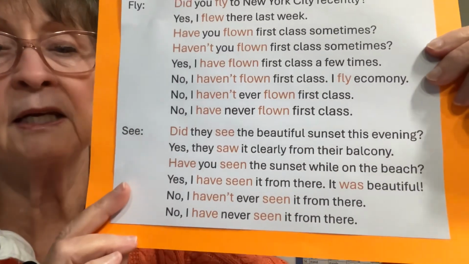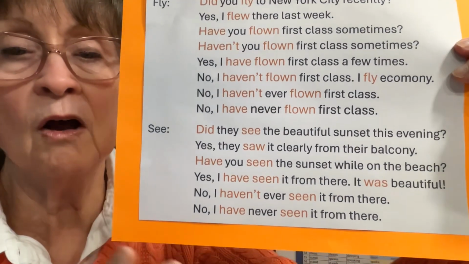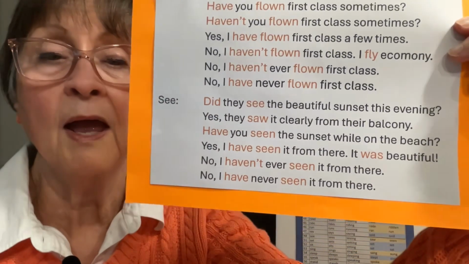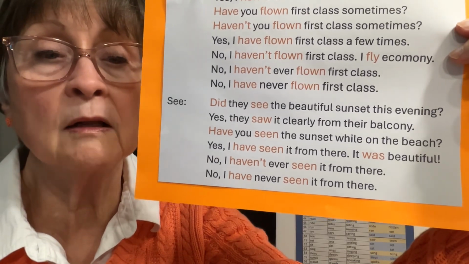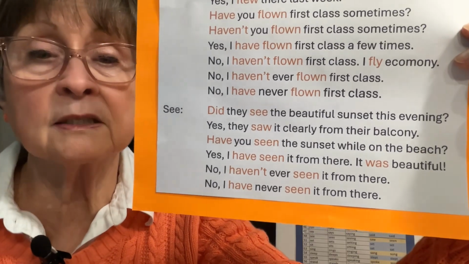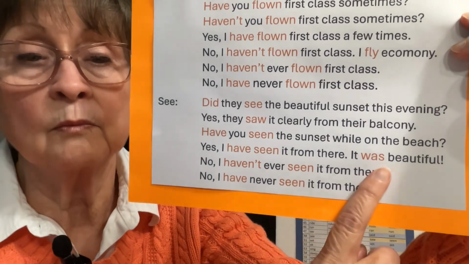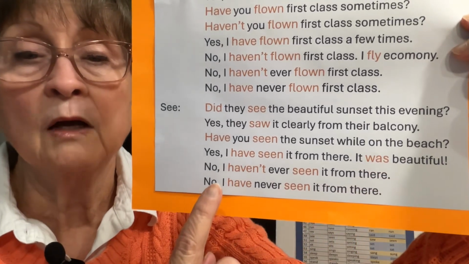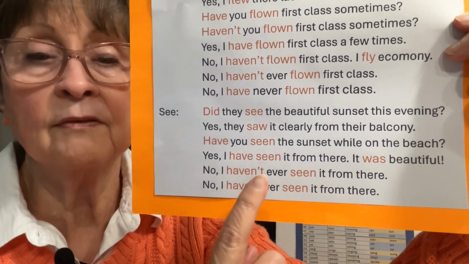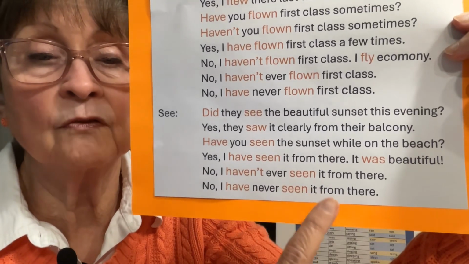Did they see the beautiful sunset this evening? Yes, they saw. Did, see, and saw are both fourth form. Fifth form. Have you seen the sunset while on the beach? I don't know when that could have been, so I'm giving a general pass. Yes, I have seen it from there. It was beautiful. Now, this is just a past form, fourth form. No, I haven't ever seen it from there. I haven't ever seen. No, I have never seen it from there.